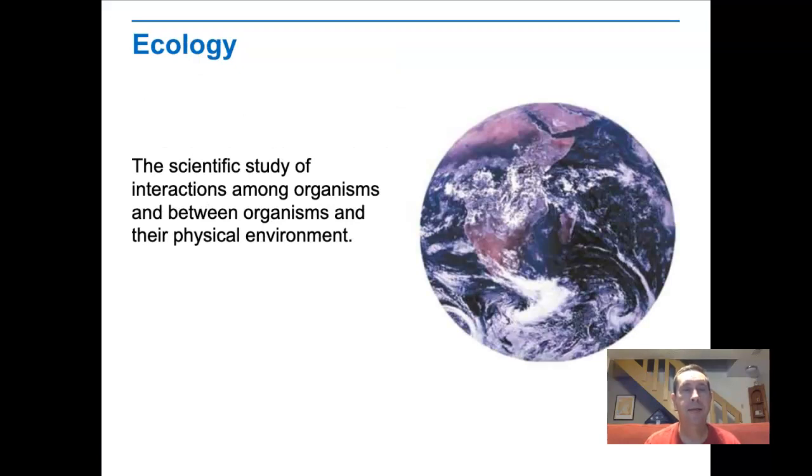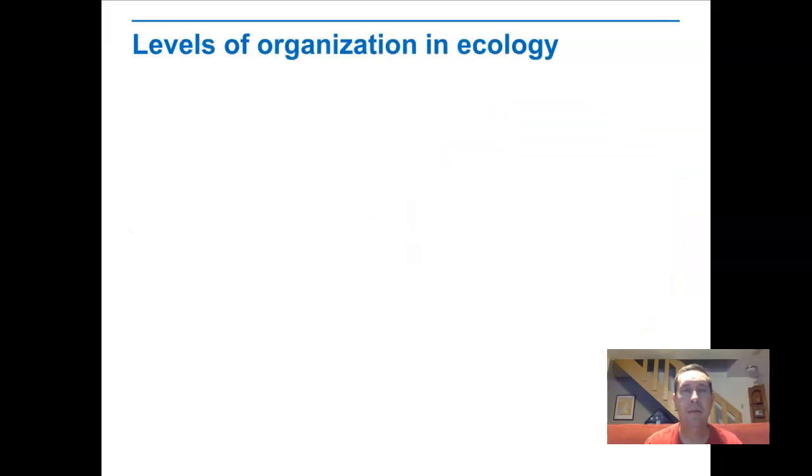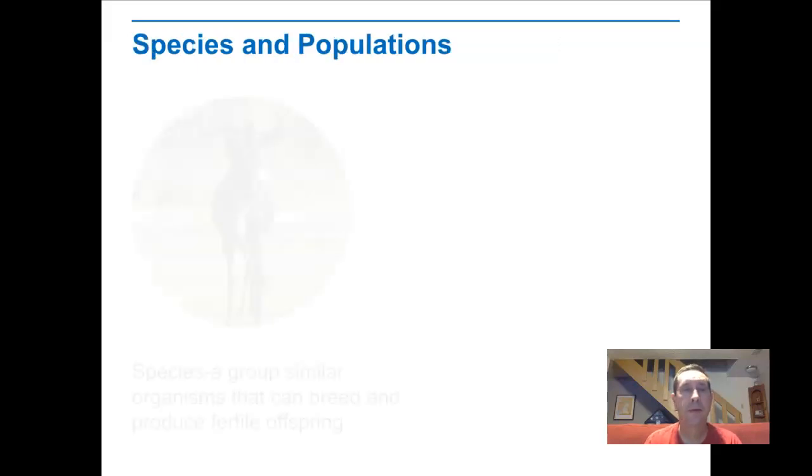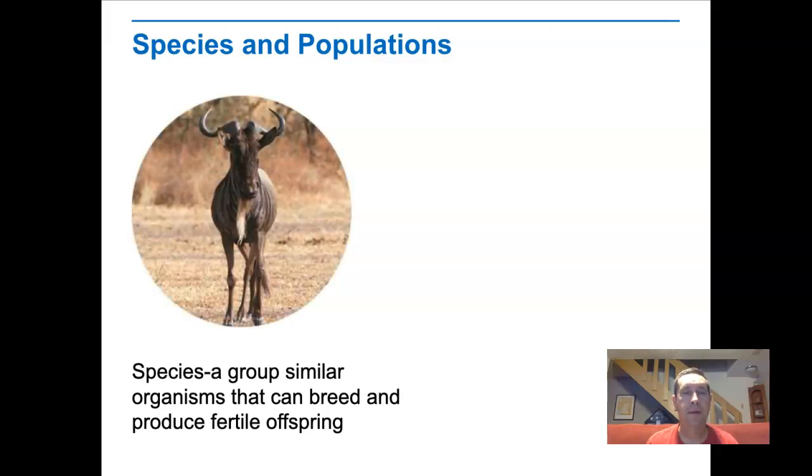Ecology is the scientific study of the interaction among organisms and between organisms and their physical environment. We can study ecology at a variety of different organizational levels. The first level is the level of the species, a group of similar organisms that can breed and produce fertile offspring.